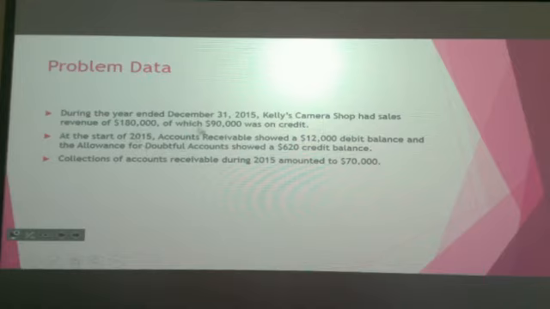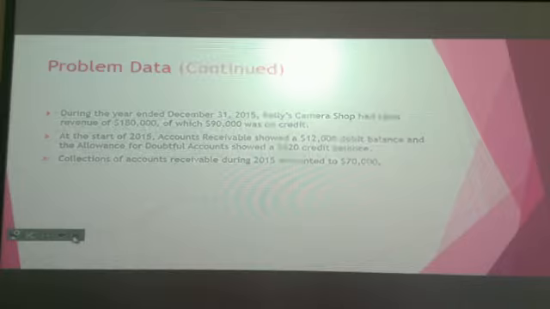It tells us that during the year ended December 31st, Kelly Camera Shop had sales of $180,000, of which $90,000 was on credit. At the start of 2015, accounts receivable showed a $12,000 debit balance, and allowance for doubtful accounts showed a $620 credit balance. Collections of accounts receivable during 2015 amounted to $70,000.